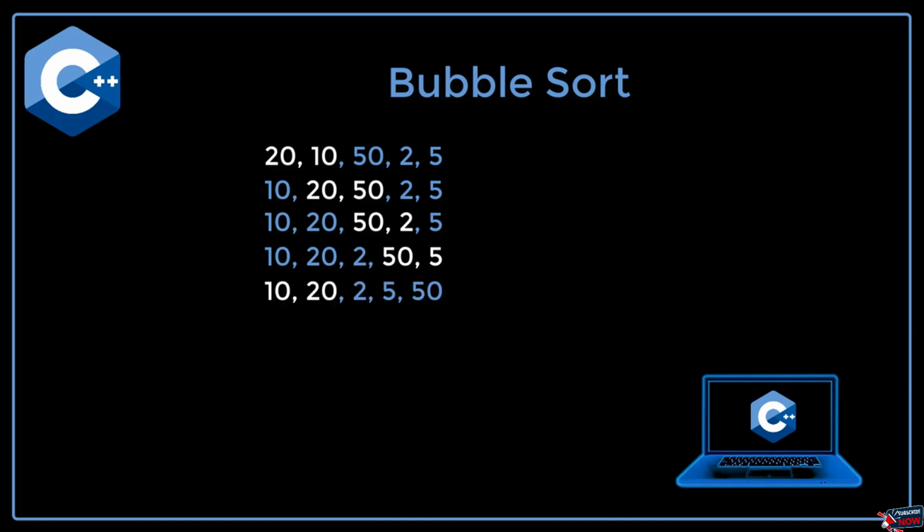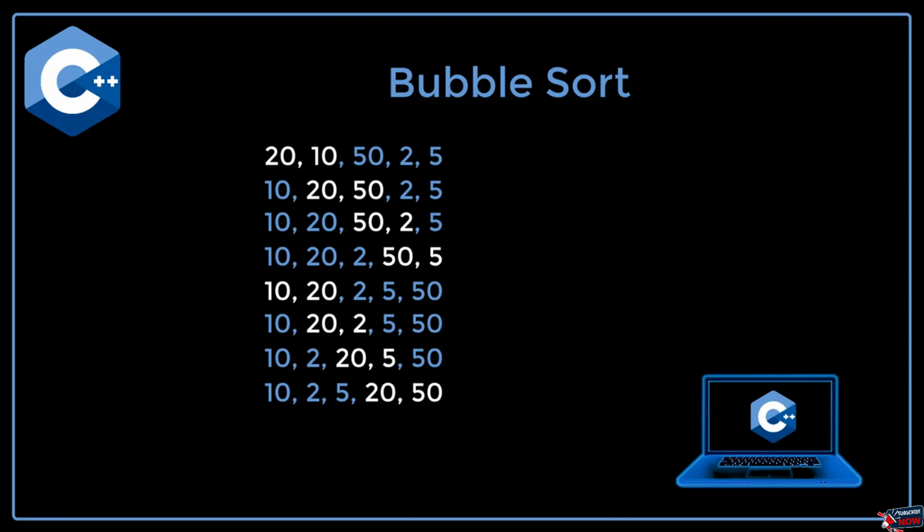After the first iteration, the collection is now 10, 20, 2, 5, and 50. This is closer to in order than it was before the first pass, but some of the elements are still out of order. The next pass compares 10 and 20, then 20 and 2, which get swapped, then 20 and 5, which get swapped, and then 20 and 50.